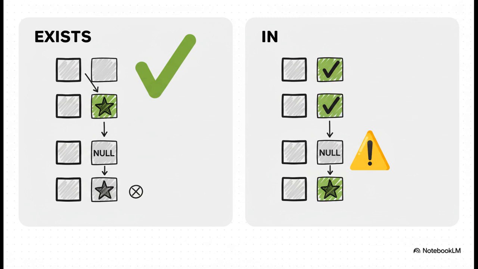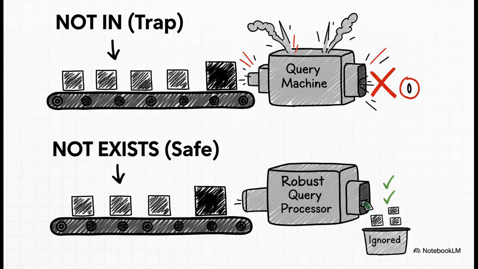IN actually compares a value against a list of results. The really big difference, though, is how they handle nulls. And you'll want to pay attention to this one, because this is a classic interview question. If you use NOT IN and your subquery happens to have a null value in it, your whole query can break and return nothing. NOT EXISTS doesn't have that problem at all. It handles nulls gracefully, which makes it a much safer bet.